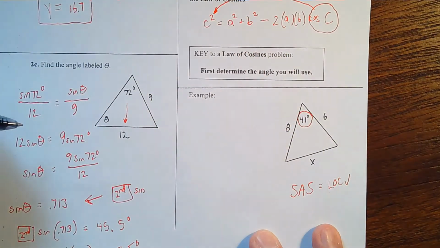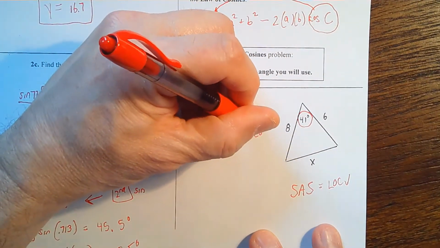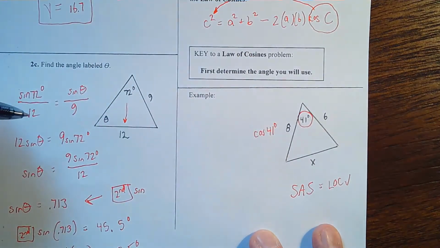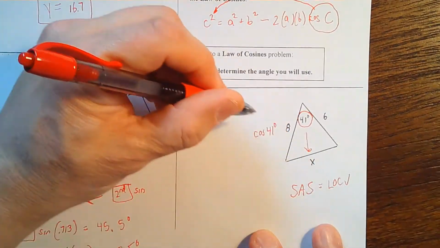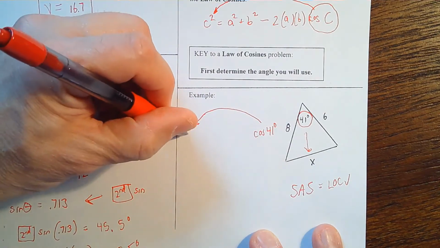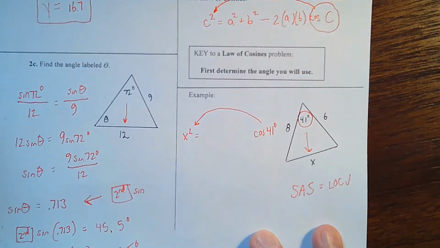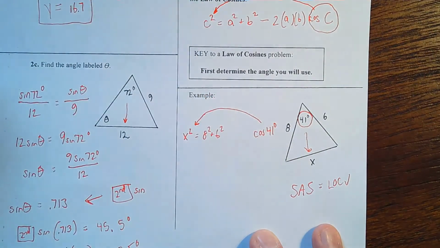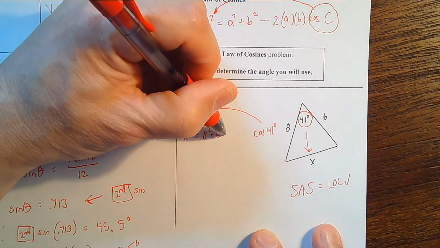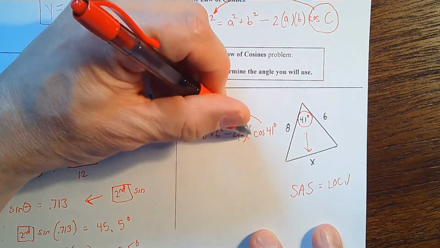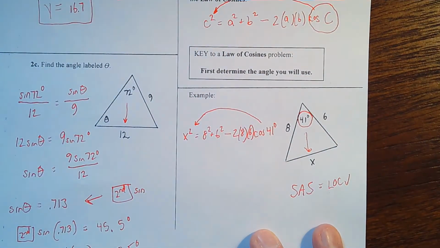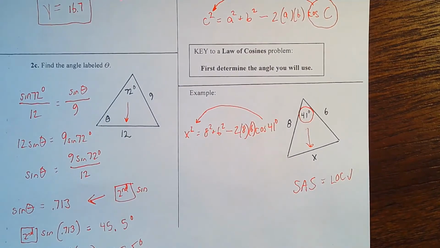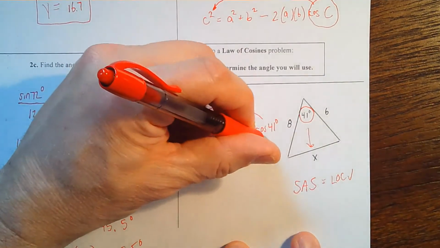We're going to use the 41-degree angle. So I always start by writing cosine of 41 degrees. It's important to do that. The side opposite it is the side that's going to be by itself on the other side of the equal sign. It's going to be x squared. Then Pythagorean theorem: x squared equals 8 squared plus 6 squared, and then minus 2 times the product of 8 and 6 times the cosine of 41 degrees. You do it all in one shot like that, and your calculator is going to be able to do this for you. Now you can just put all of this into your calculator at one time.